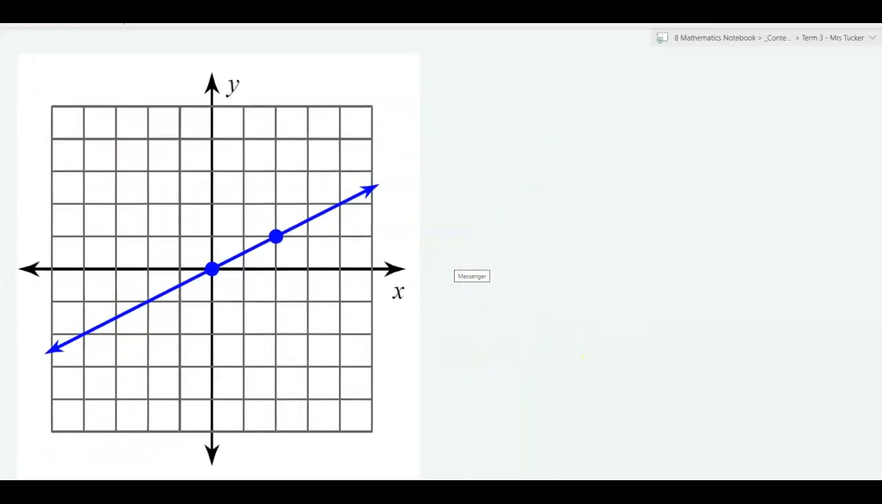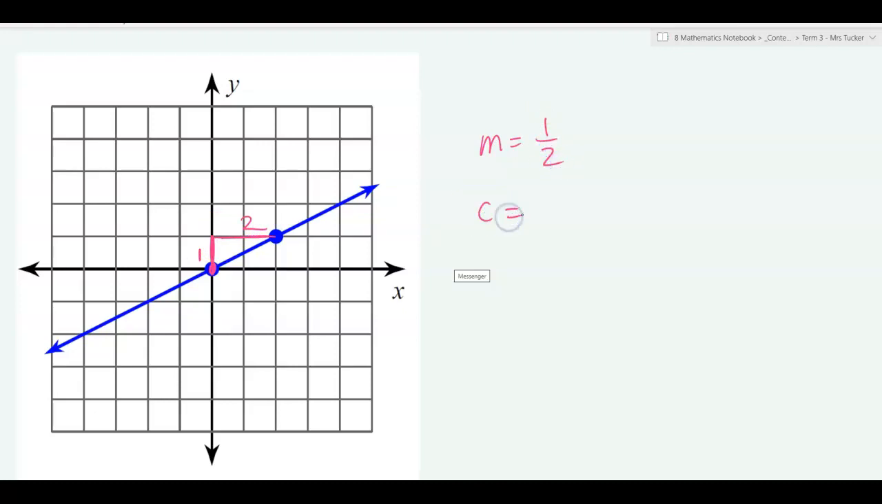The first thing that we notice, what's super easy to notice on this one? Negative 1 over negative 2? 1 over 2? Okay, so if I start at this point, I go up 1, so that's plus 1. And I go right 2, that's plus 2. So m equals 1 over 2.